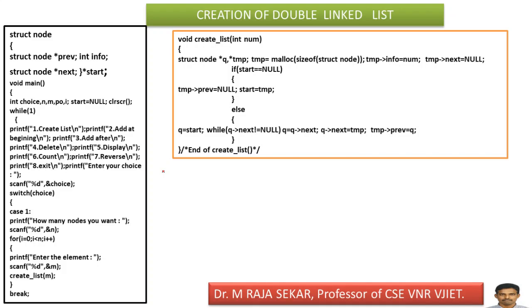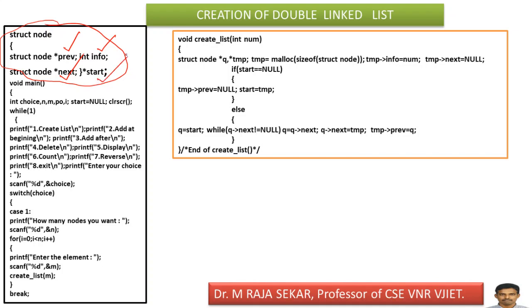In this lecture, we will try to understand creation of double linked list. To create a double linked list, we need a node. Let me say this node name is struct node, in which we have three variables: struct node *prev, int info, struct node *next. Of these three variables, prev and next are pointer variables. Info is an integer type variable.